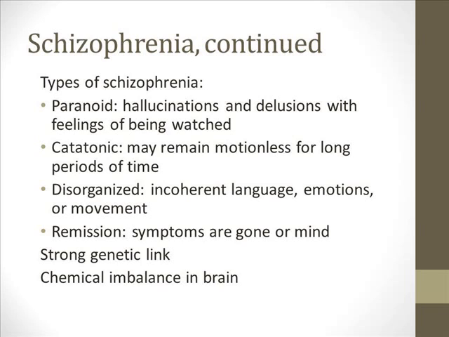Catatonic schizophrenia is where a person may remain completely motionless for long periods of time, may just freeze into a particular position with no particular reason and may pop out of it at any given time. Disorganized schizophrenia is where a person may have incoherent language we can't understand, maybe words we understand, but they don't fit together in sentence patterns. Incoherent emotions, we're up, we're down, we're all over the map in terms of our emotions, and our movement is really disorganized too.